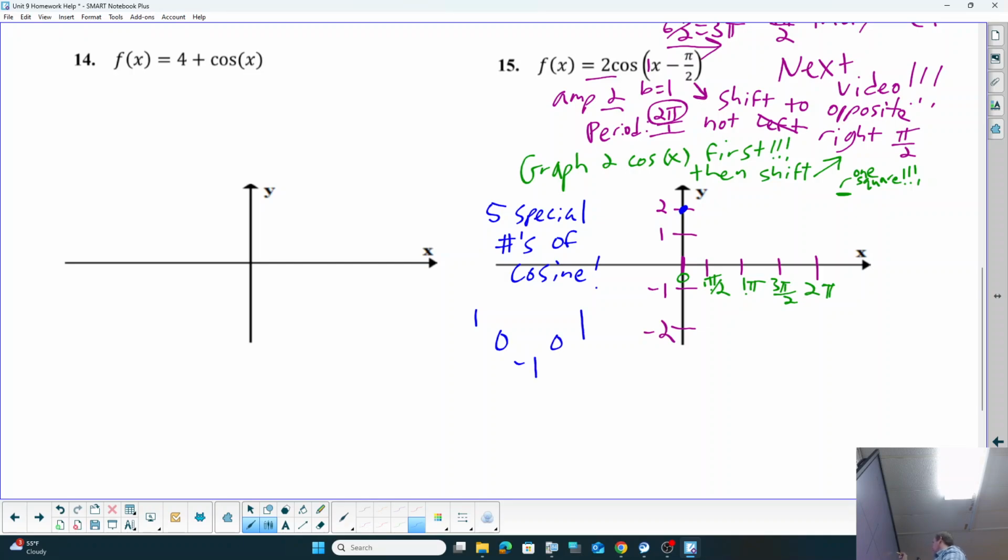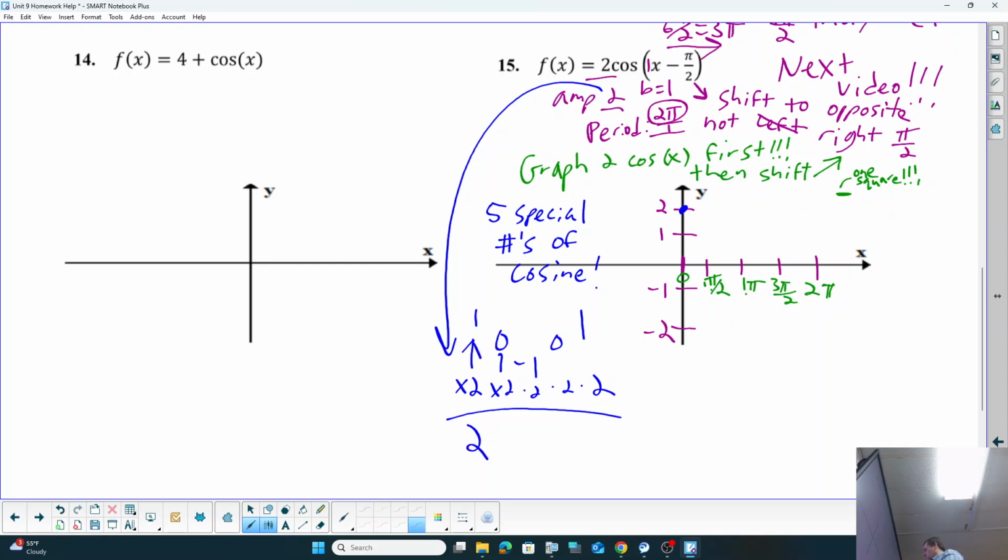So we're going to take the amplitude now, and we're going to multiply it. So times 2, times 2, times 2, times 2, times 2. So 2 times 1 is 2. 2 times 0 is 0. 2 times -1 is -2. 2 times 0 is 0. And then 2 times 1 is 2. So we start off at 2. We're going to go down to 0 at pi over 2. Down to -2. Back to 0. And then back up to 2. There we go. Those are our 5 numbers.